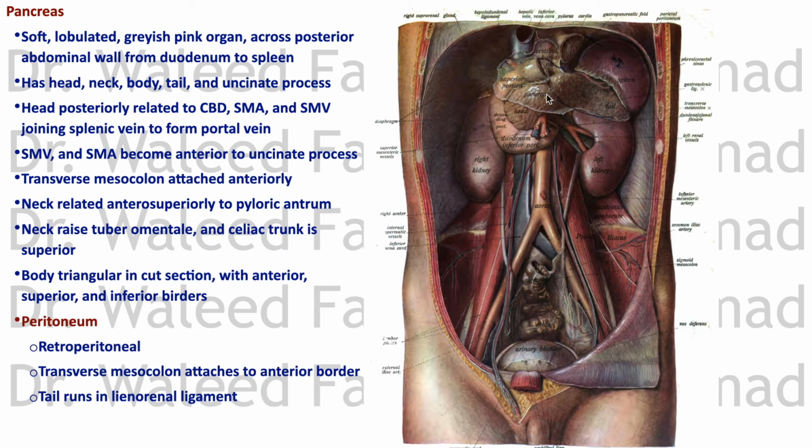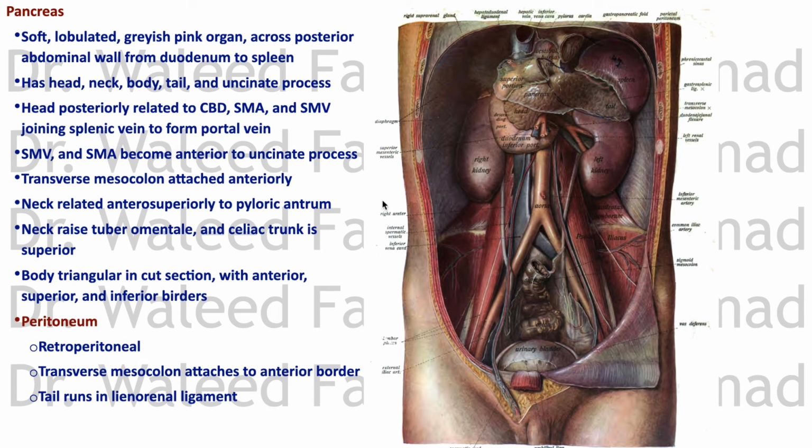If you take a cut section of the pancreas, it has a triangular shape. The apex of the triangle is directed anteriorly, and it has a posterior superior border, a posterior inferior border, and an anterior border. To this anterior border, the mesentery of the transverse colon begins. The root of the mesocolon is attached to the anterior border of the pancreas.